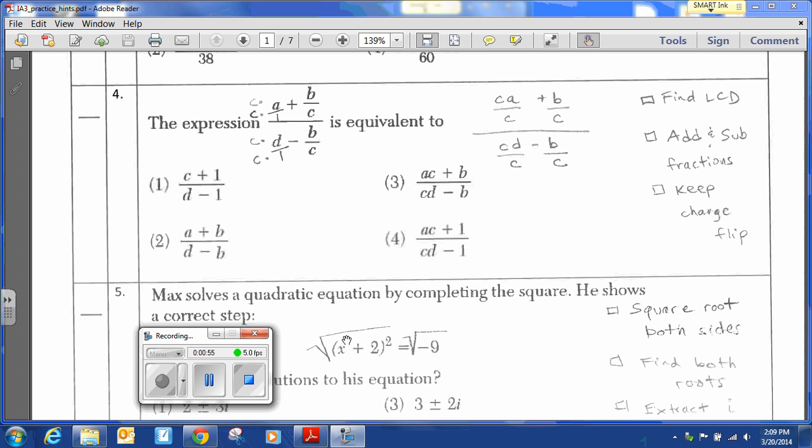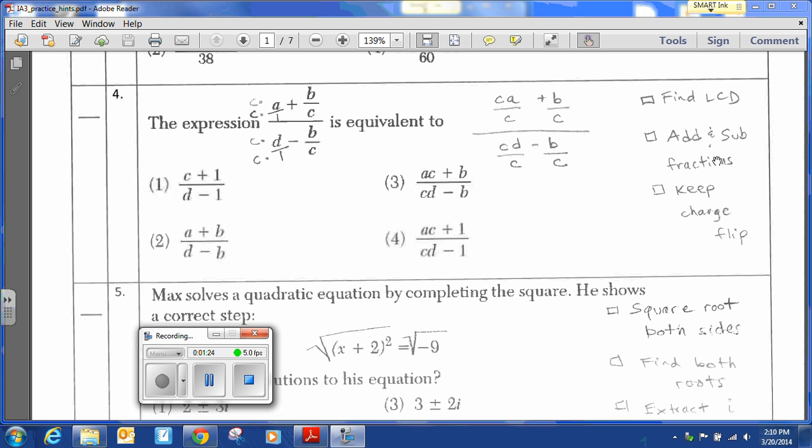Number four, here we have a complex fraction, and I've gotten you started here by finding the least common denominator, which is c, and that's true for the upper fraction and the lower fractions. So what you want to do is rewrite a and d as fractions over 1, and we're going to multiply both the numerator and the denominator by c. Same with down here. You end up with this expression.